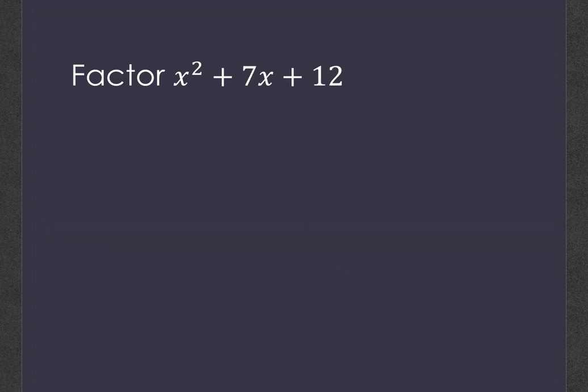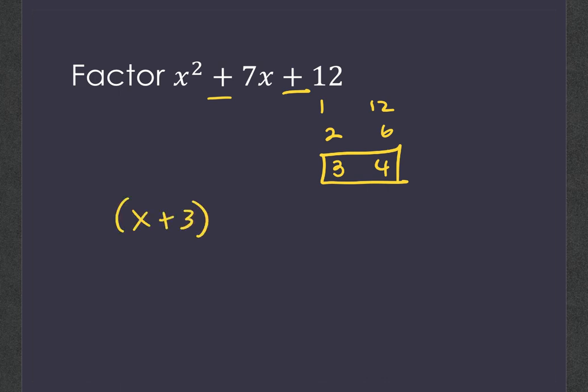All right. The last term is positive, the middle term is positive. What are my signs going to be? Positive. I could do 1 and 12, 2 and 6, 3 and 4. 3 and 4 is the one that adds up to 7. So I get x plus 3 and x plus 4.